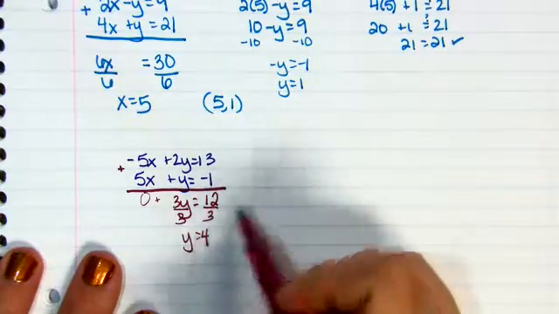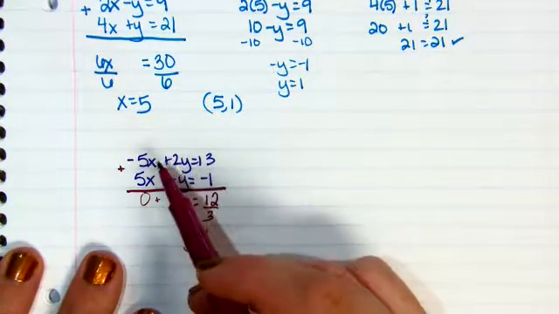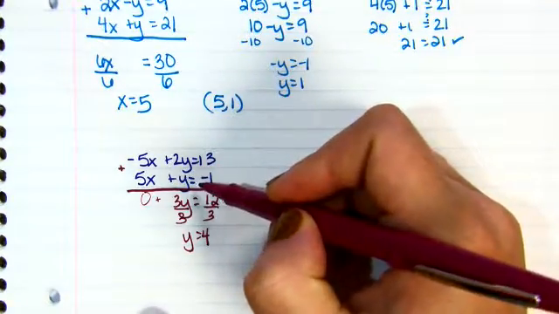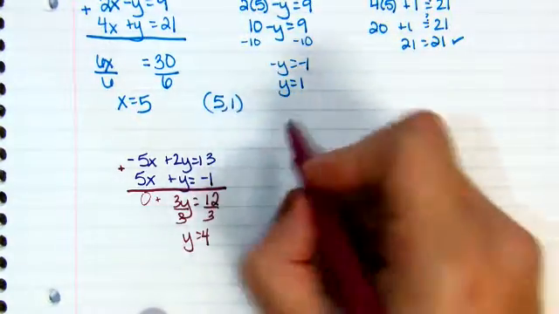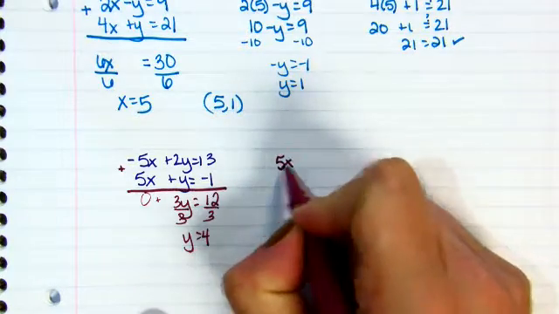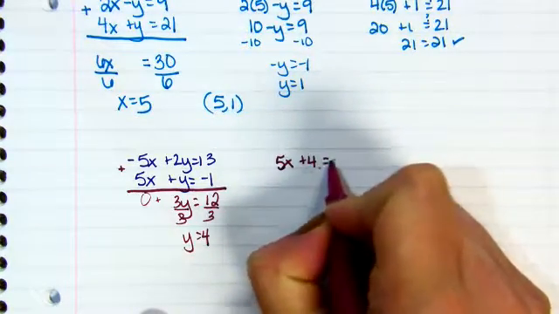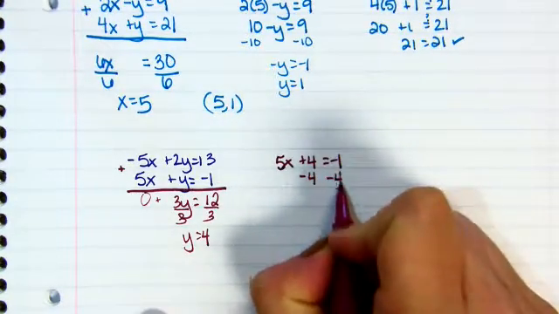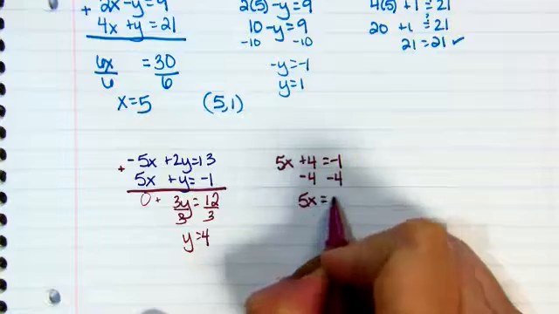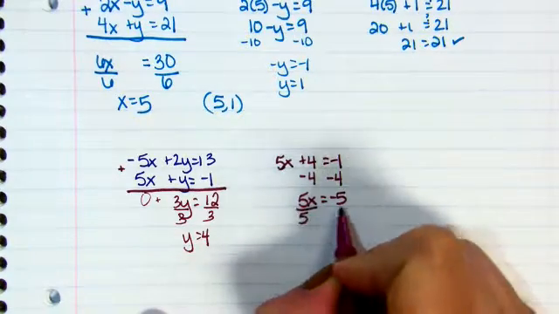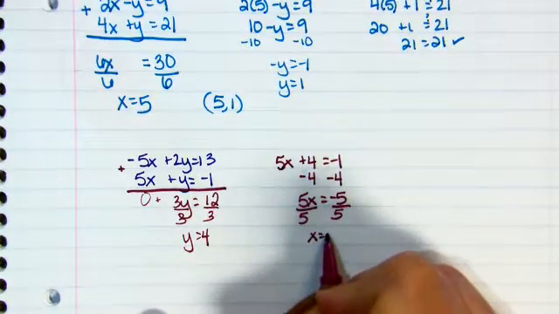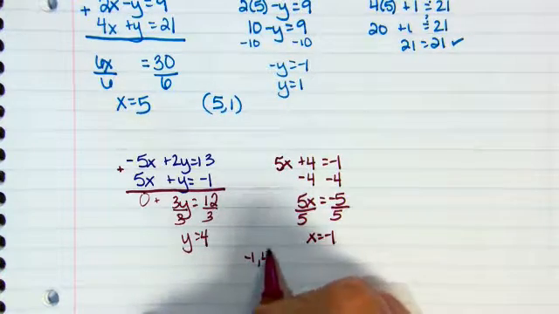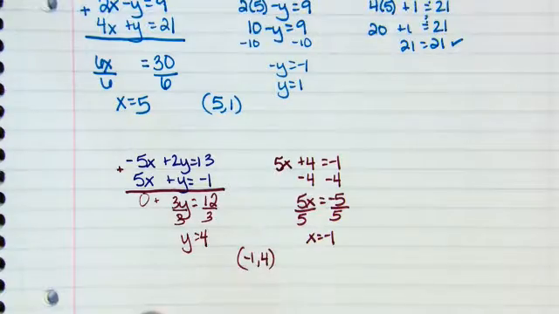Of course, I need to substitute this back in so I can tell what my x value is. It doesn't matter if I plug it into the first equation or the second equation. So let's put it in the second. 5x plus 4 equals negative 1. So I'm going to subtract 4 from each side, and I'll get 5x equals negative 5. Divide each side by 5, and I get x equals negative 1. So the point (-1, 4) is my solution to this system.